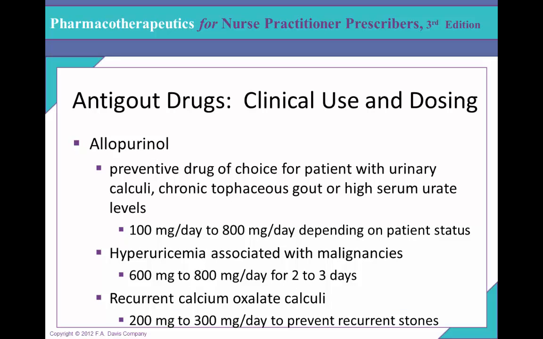Now, for prevention, you could use allopurinol, or you could use sulfinpyrazone. Allopurinol is also used off-label, besides gouty attack, for the prevention of urinary calculi in patients that have had pyelonephritis or a calculus event. It's also used for hyperuricemia associated with malignancies.